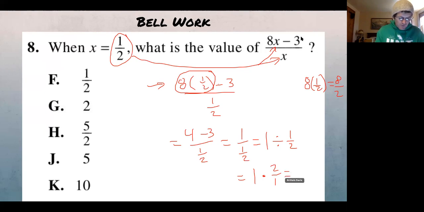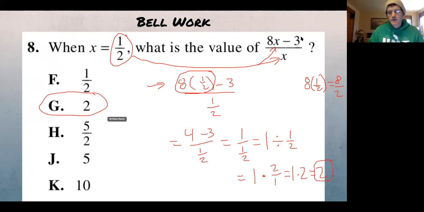And 2 over 1, anything over 1 is just the numerator itself. So that's the same as 1 times 2, and 1 times 2 is just 2. So the answer here was actually G, or B, when you put it on the poll. And that is how we go about doing that.